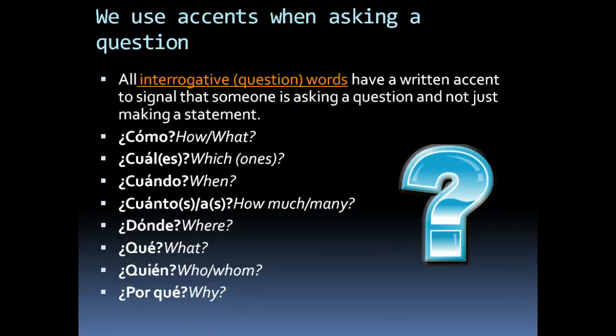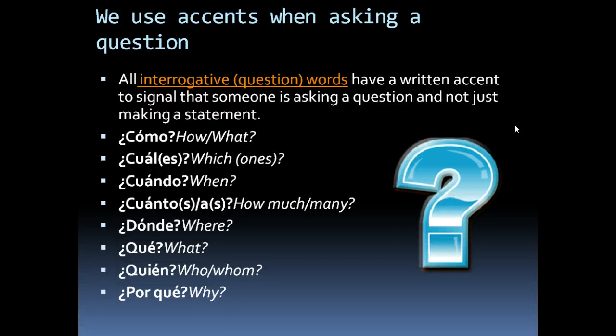Muy bien. We also use accents when asking a question. All interrogative question words have a written accent to signal that someone is asking a question and not just making a statement. Cómo, how or what. Cuál, cuáles, which ones. Cuándo, when. Cuánto, cuántas, cuántos, how much, how many. Dónde, qué, quién, y por qué. When you see those question marks, you need to add an accent mark. Muy bien.